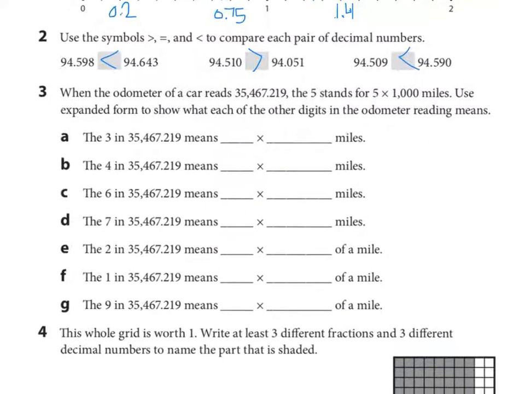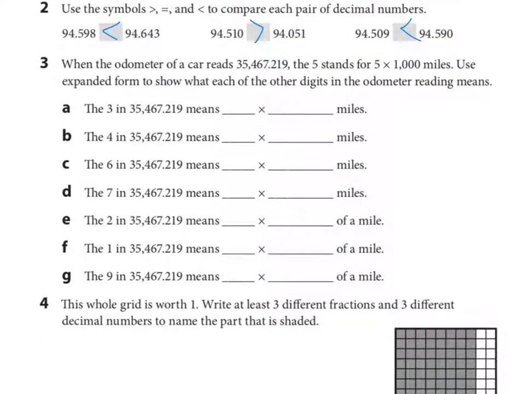Number 3 says when the odometer of a car reads 35,467 and 219 thousandths, the 5 stands for 5 times 1,000 miles. Use the expanded form to show what each of the other digits in the odometer reading means. What does the 3 in the number represent? It represents 3 times 10,000 because the place value it's in is 10,000.